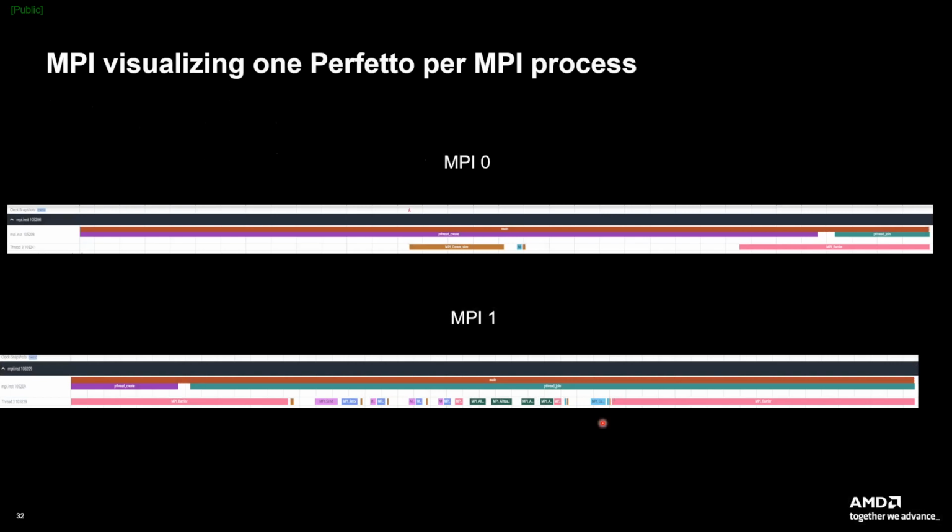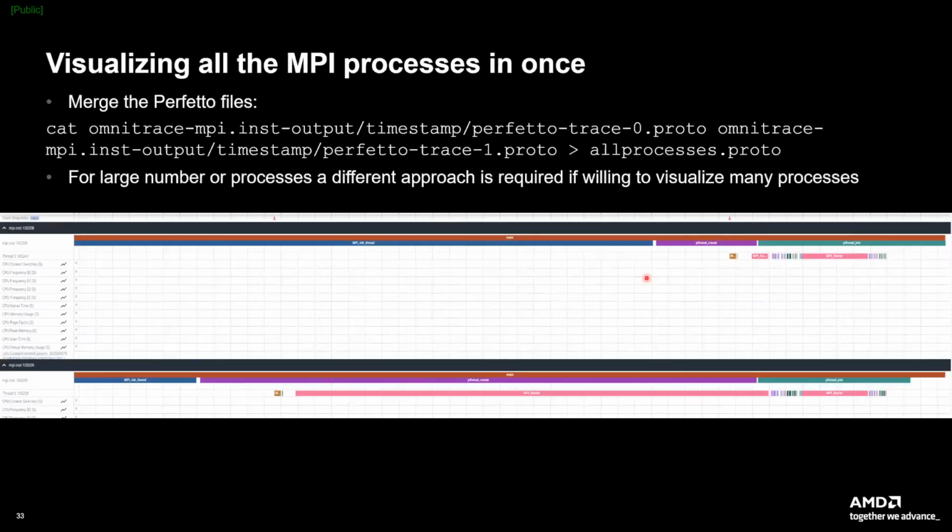Now, visualizing one Perfetto file per API process. So this is API 0, API 1. You see here the differences in all of the things. You can see the API calls. So you can visualize its trace alone. But as I said before, you can easily merge them. What I do here is take the 0 process proto file and the 1, and I just merge them. I do cut all process proto, and then I open both of them.